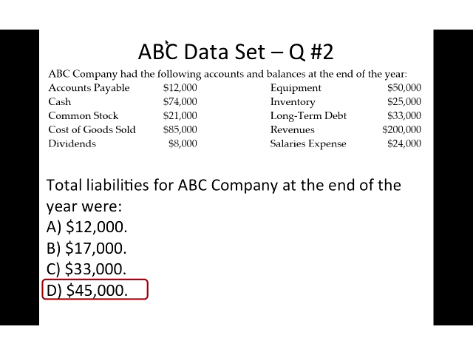Okay, so the answer to this question is again D, 45,000. So to calculate total liabilities, you're going to choose the liability accounts out of this list. The liability accounts on this list are accounts payable for 12,000 and long-term debt for 33,000. So once you add those two numbers together, you'll get 45,000. Give everyone a second to write that down.